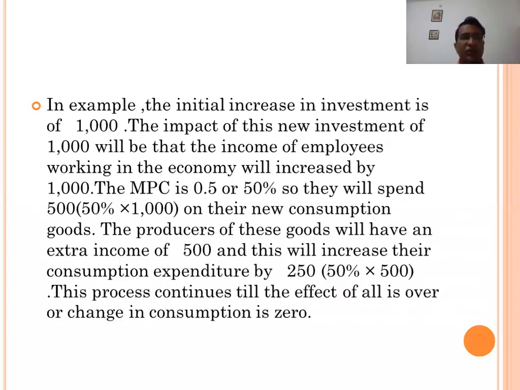But in the exam, there is no need to show 30 or 40 cycles. We show only 5 to 7 cycles, and then directly write with the help of calculation how much income increases, how much saving increases, and how much consumption increases. In this way we can explain.